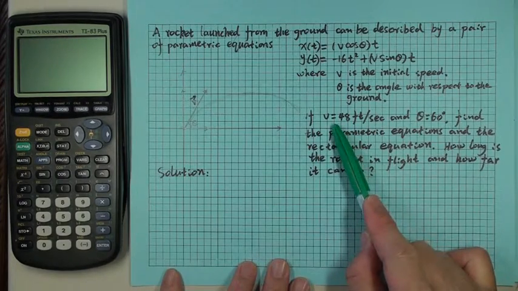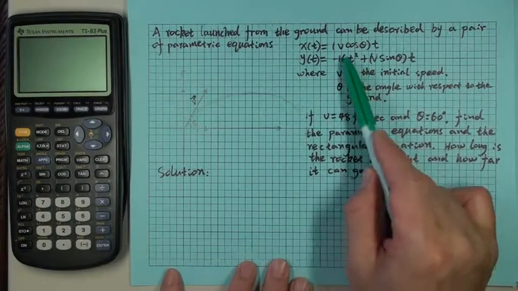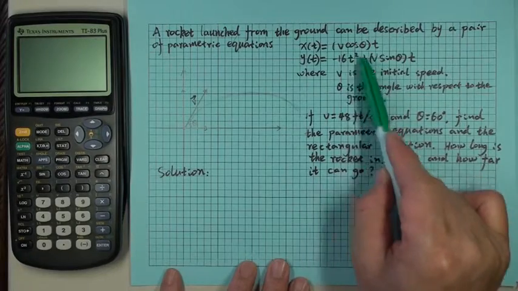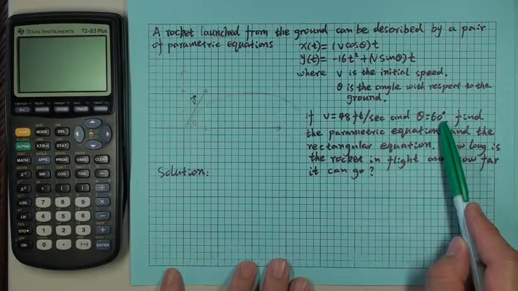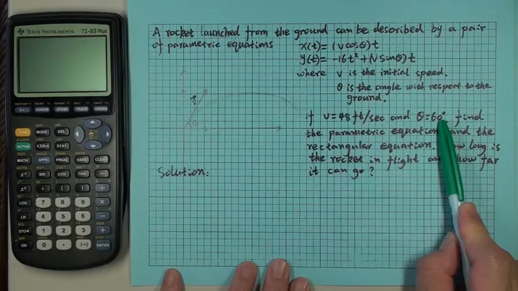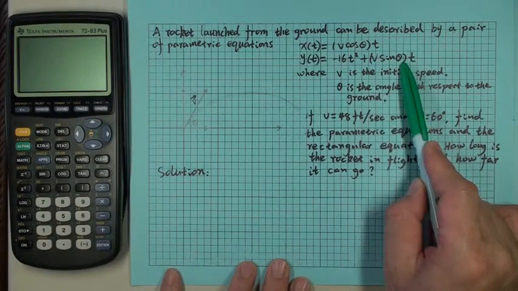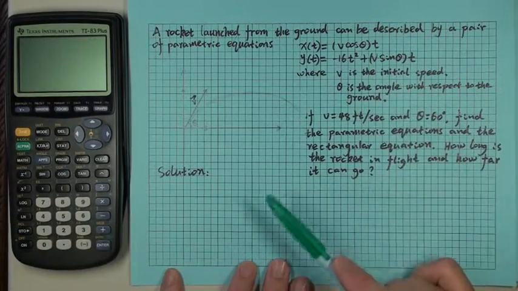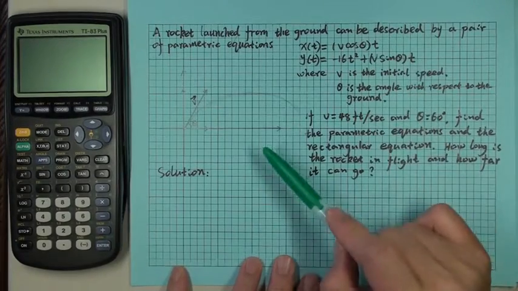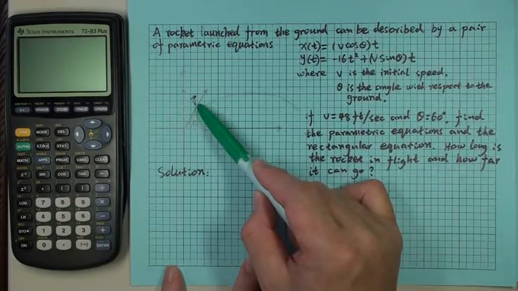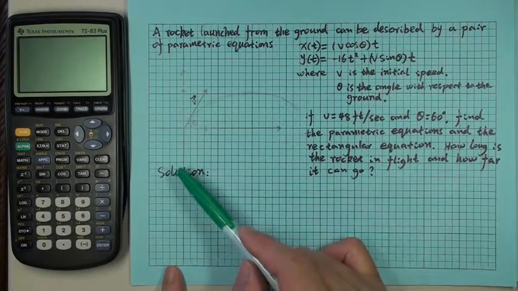And down here, v is given as 48 feet per second. The initial speed appears in two different places. And theta is a nice angle, 60 degrees, and theta also appears in two different places. t is the time. This v vector can be decomposed into two different vectors.